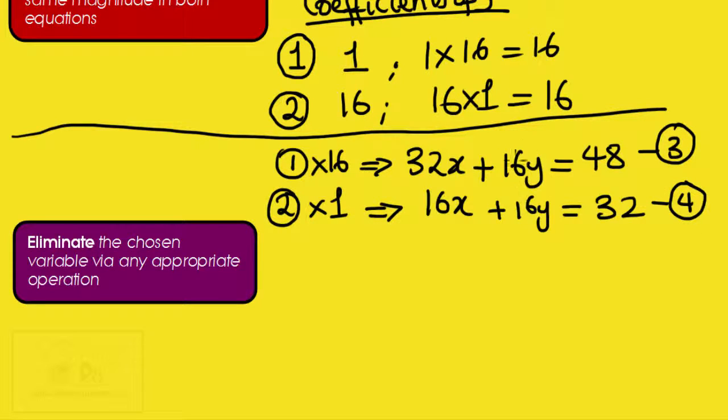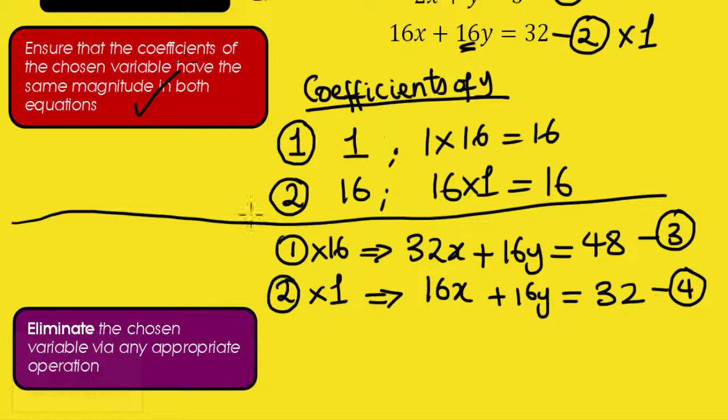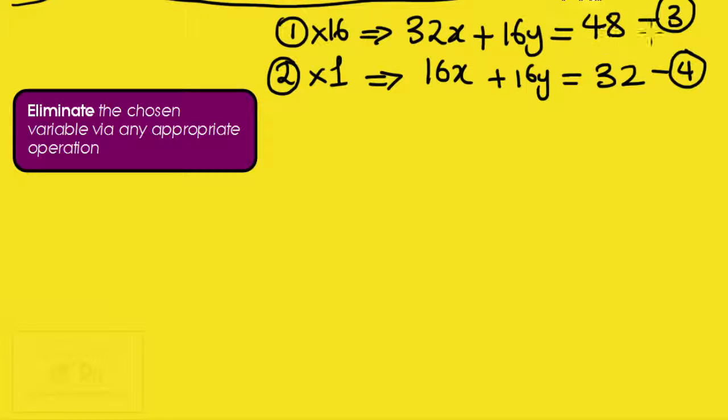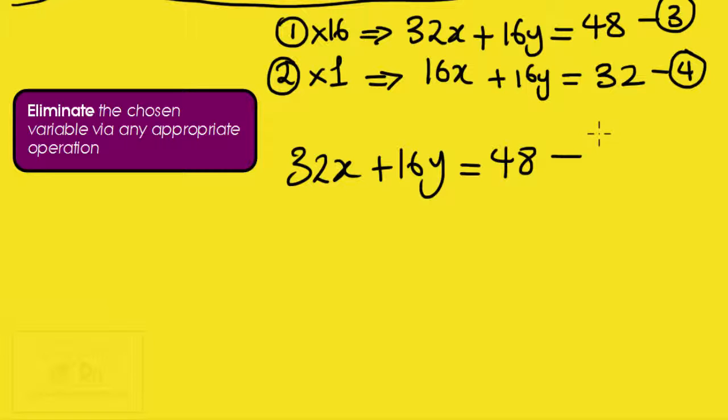In these equations, the coefficients of the chosen variable have the same magnitudes. The coefficient of y here is 16, which has a magnitude of 16. The coefficient of y here has a magnitude of 16 as well. So this step has been met. The coefficients of the chosen variable have the same magnitude. So I'm just going to focus on equations 3 and 4 now. We're going to forget about 1 and 2 for now. Now we need to eliminate the chosen variable via any appropriate operation. So let me just write the equations we're dealing with now clearly. 32x plus 16y. Equation 3.